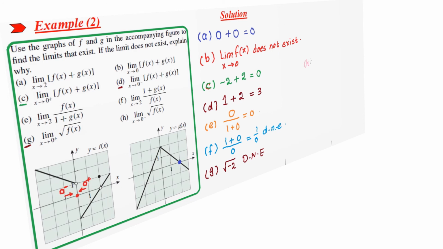And the last part, which is part H. And in part H, we have the same as part G, but when x goes 0 from left, so we have square root of limit when x goes 0 from left, which is equals to 1. So we have radical 1, which is equals to 1. And that's it.